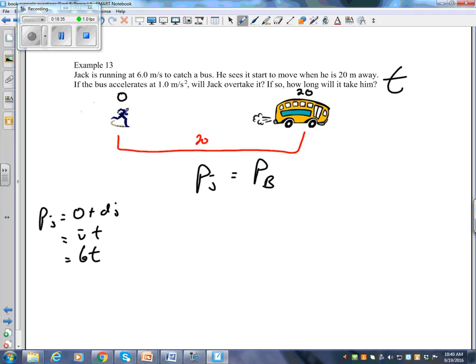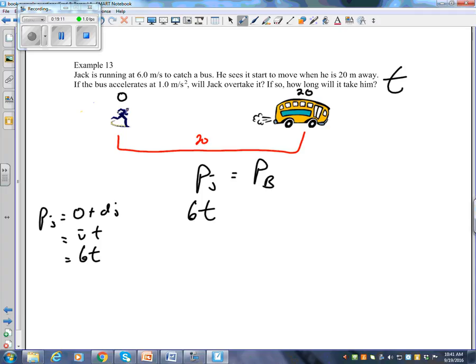All I know now is that the positions have to be the same for him to catch the bus, right? What is the displacement of a constantly moving object? It's moving at a constant speed, right? If you're moving at 100 kilometers an hour for 3 hours, how far do you go? 300 kilometers, right? 100 times 3. So the position of Jack is in fact equal to 6t.